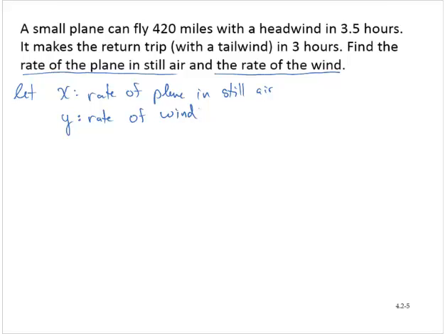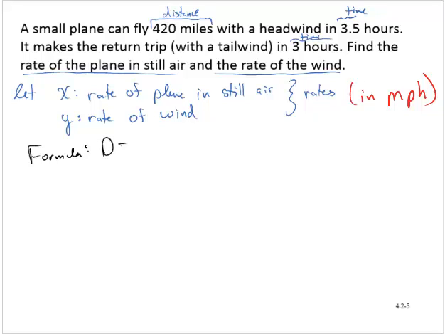Now, this problem involves distance, rates, and we should make a note that these rates are in miles per hour, and times. So hopefully you're aware that those three ideas can be related with the formula: distance is equal to rate times time. So we're actually going to create two equations involving distance, rate, and time.